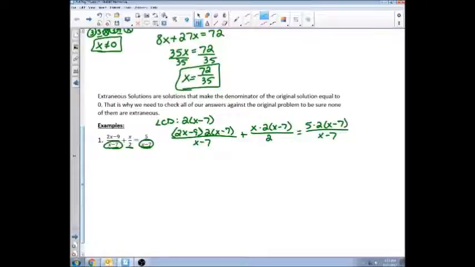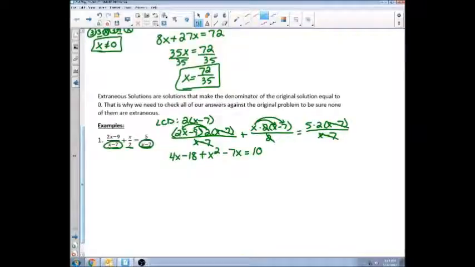Again, at this point, I'm going to simplify each fraction individually. So the first fraction, I can get rid of x minus 7, which leaves me with 2x minus 9 times 2. I'll take the 2 times the 2x, which would get me 4x, and the 2 times the negative 9, which would get me negative 18. Now, for the second fraction, I can get rid of this 2. So I have x times x, which would be positive x squared, x times negative 7, which is negative 7x. This is going to be equal to, on my final fraction, I can get rid of the x minus 7. So 5 times 2 is 10.